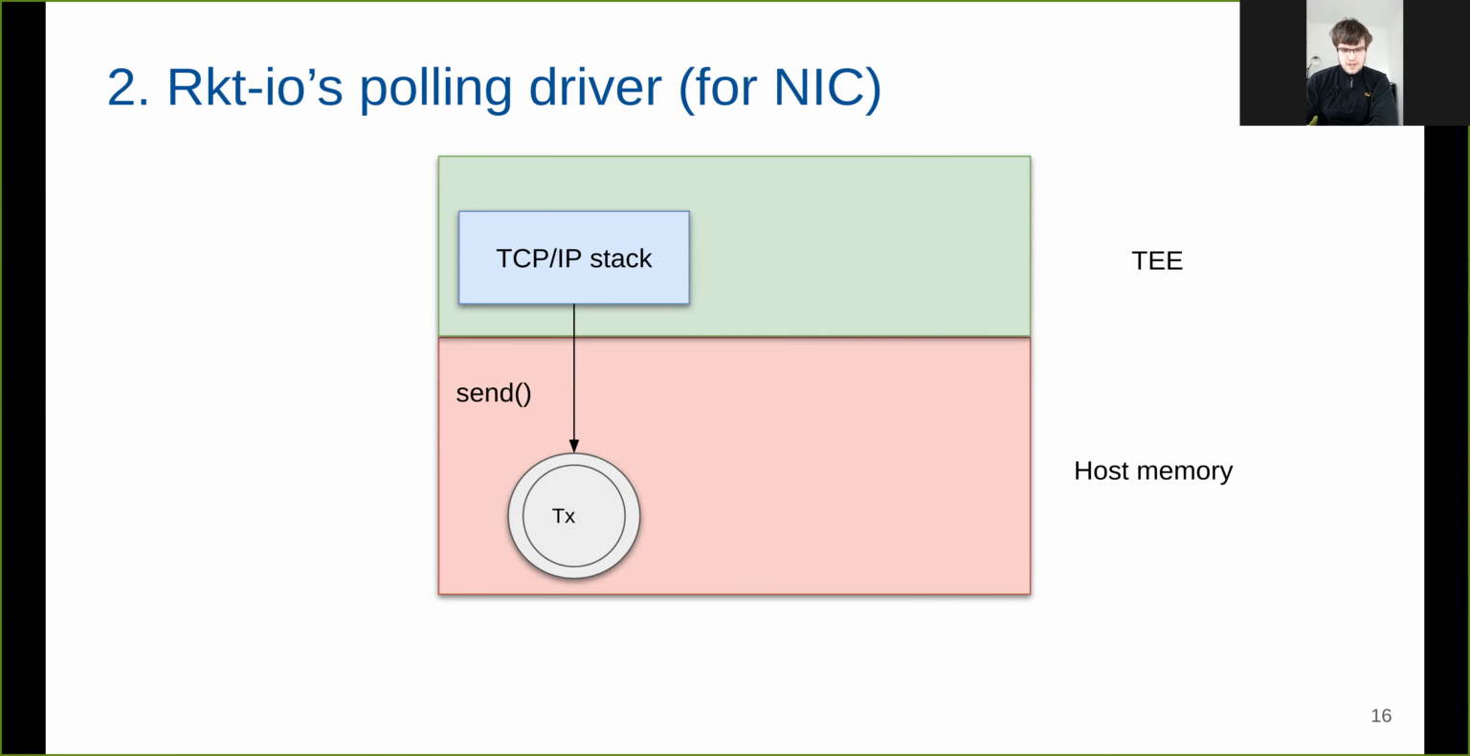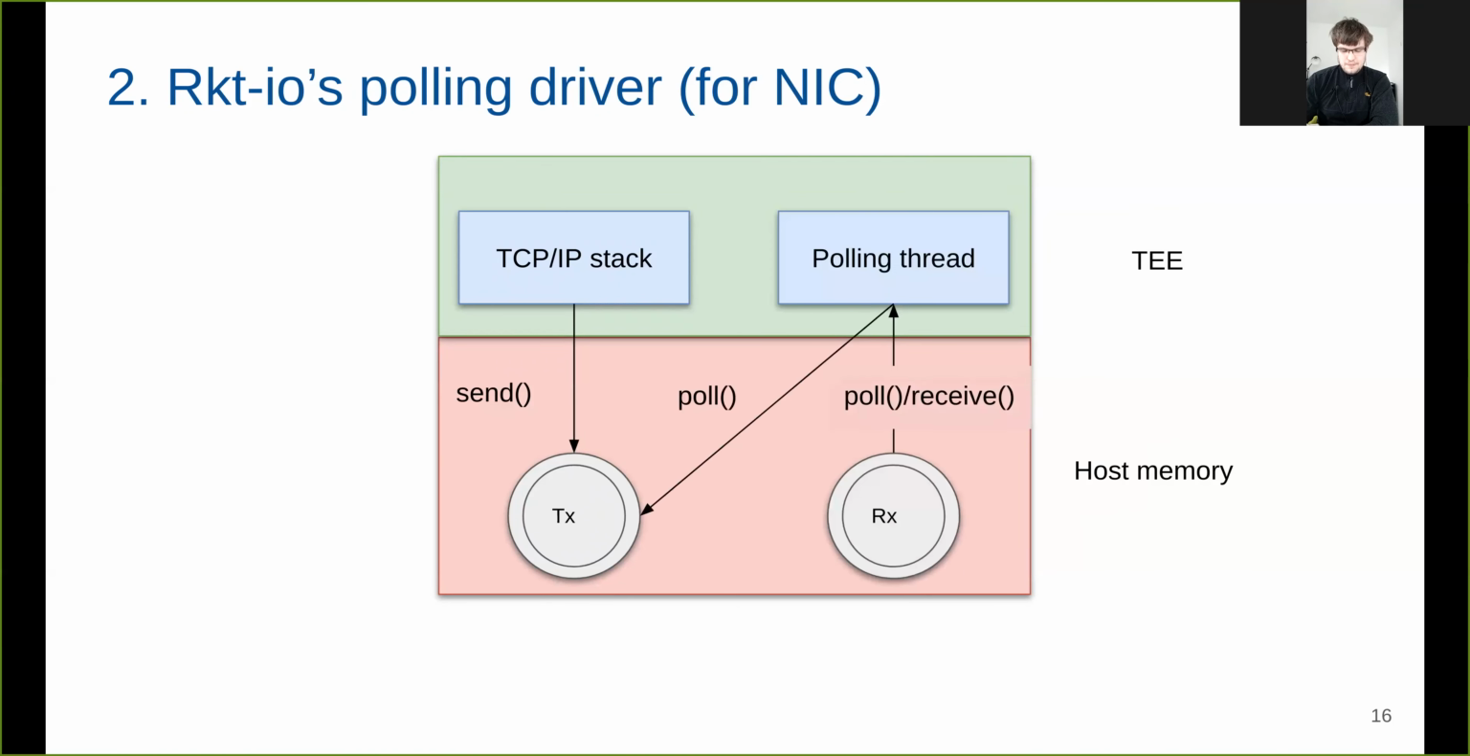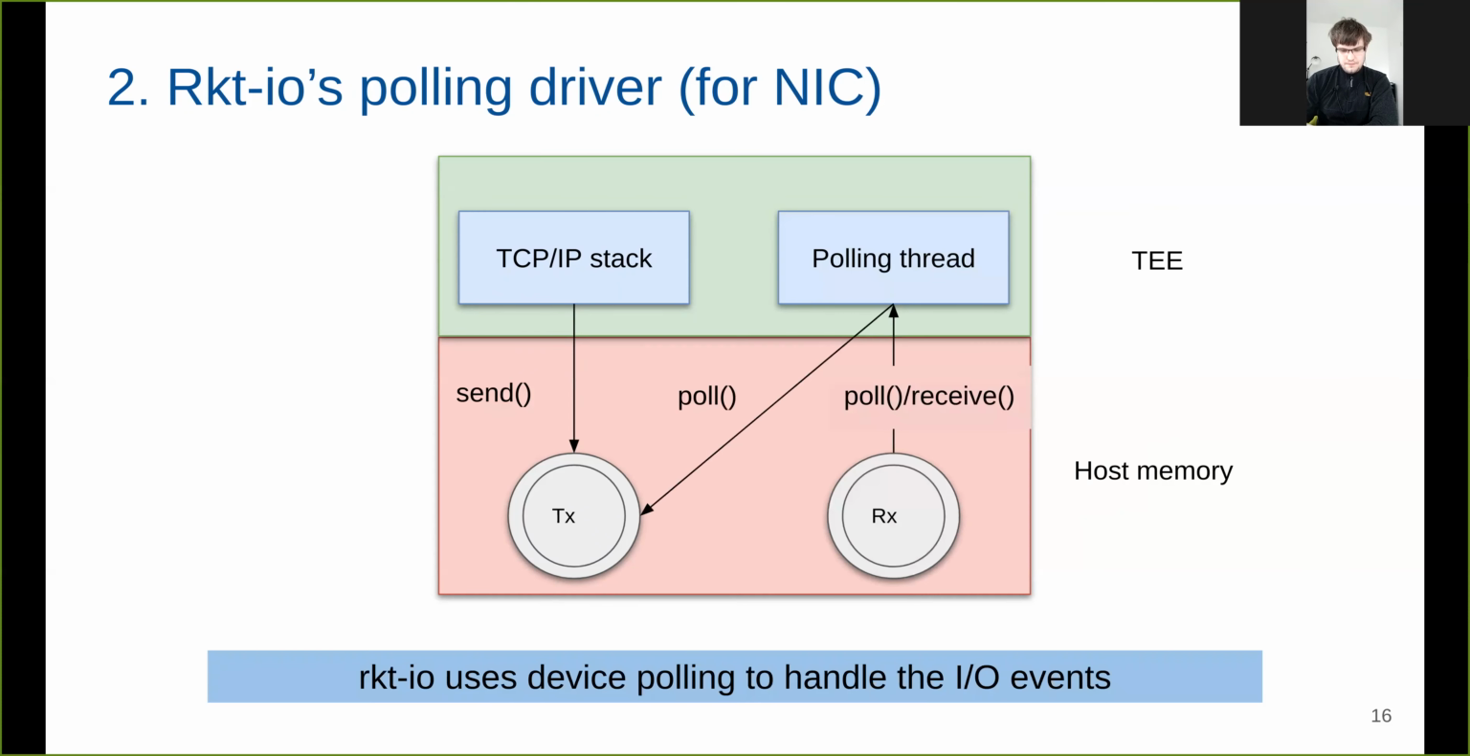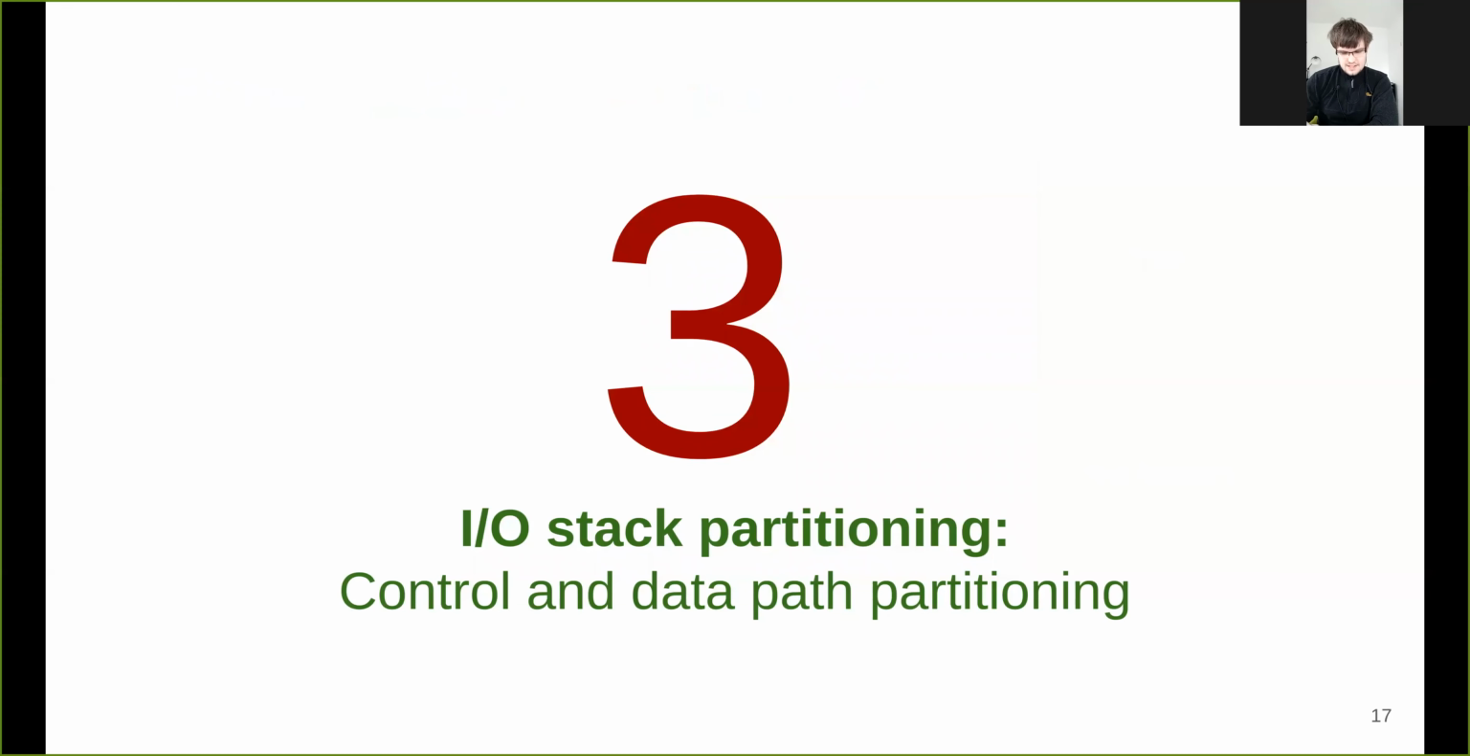When something is sent from the TCP stack, it goes straight to the network queue of the NIC. However, there's also a polling thread that watches both the receiving and sending queue of the network card. When there's new data coming from the receiving queue, it's passed to the TCP stack, and likewise when the sender queue is getting empty, the TCP stack gets notified about that. This works similarly for the block device driver, and this is how we can handle I/O events in an efficient way.